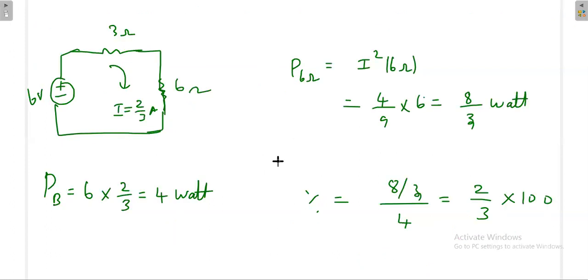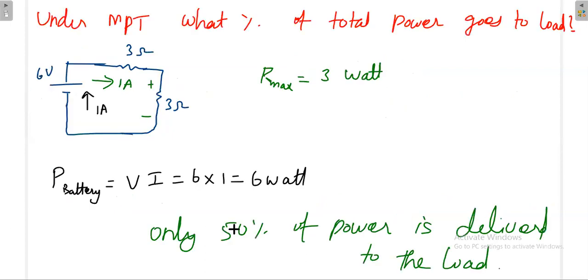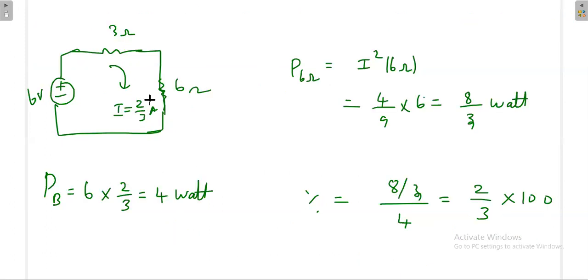Yes, sir, under the maximum power transfer theorem, load resistance equals source resistance, this is okay. This is the statement given in the book: under the maximum power transfer theorem, 50% of the power is delivered to the load. But when we operate in some other condition, that statement is not satisfied. It is coming as a somewhat different answer.